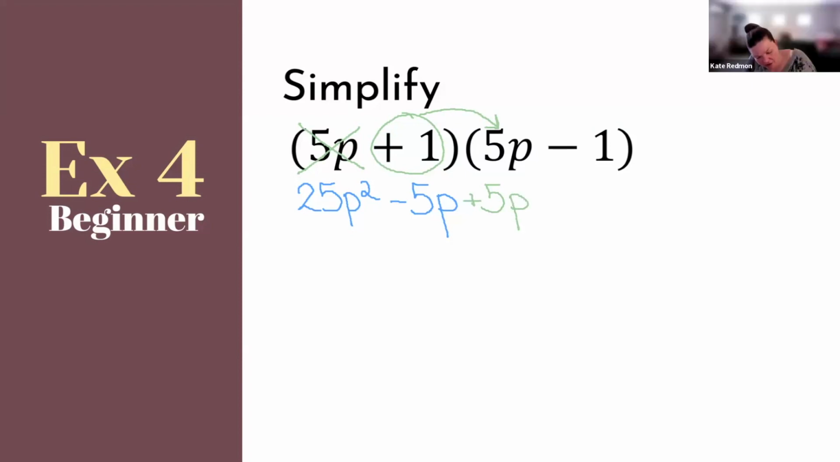And now we will pass out the +1 to the -1. -1. Beautiful. What is +1 times -1? That is -1. There we go. Do you see any like terms? -5p plus 5p. Beautiful. Now you can do that in your calculator if you'd like. It would be 0.